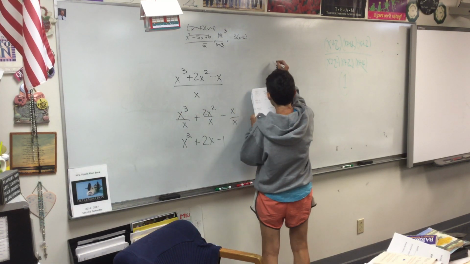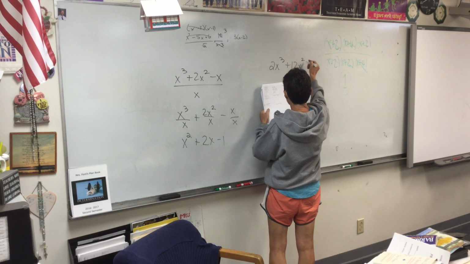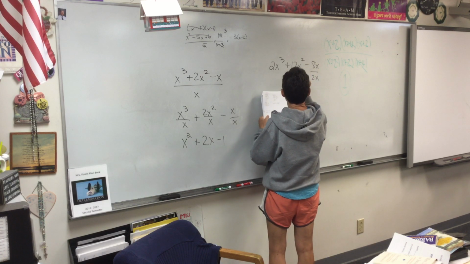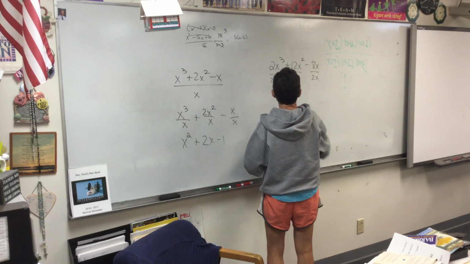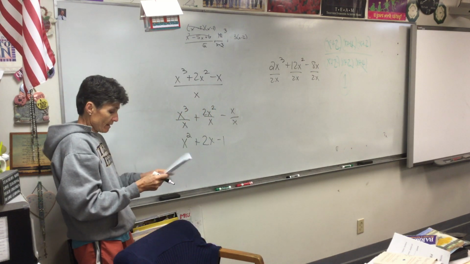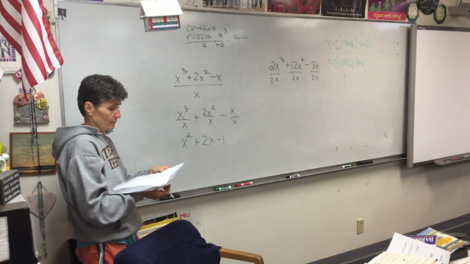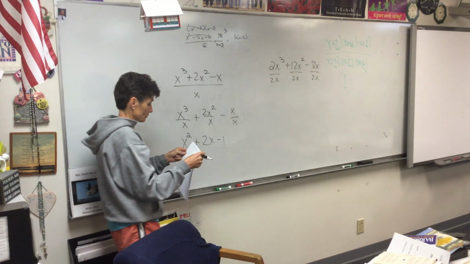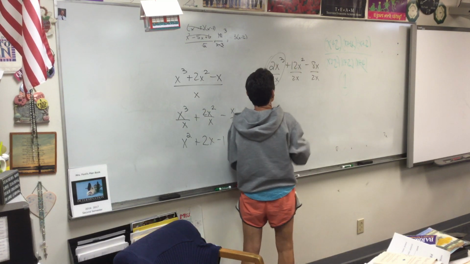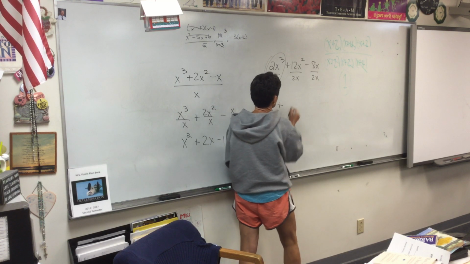So number 2, you have all these things divided by 2x. Everything is divided by 2x. So what are we gonna have here in the beginning? X squared. Plus 6x.